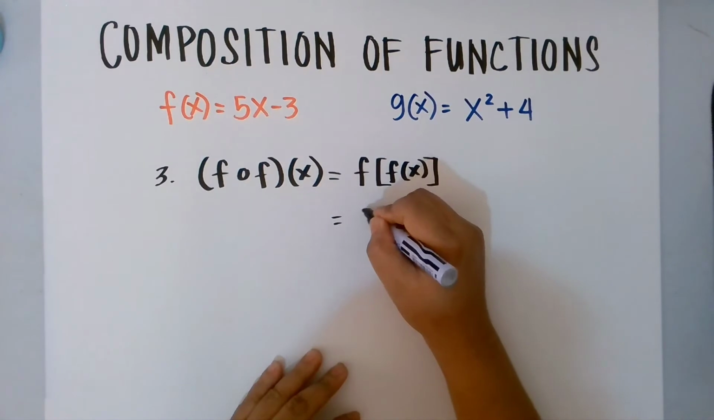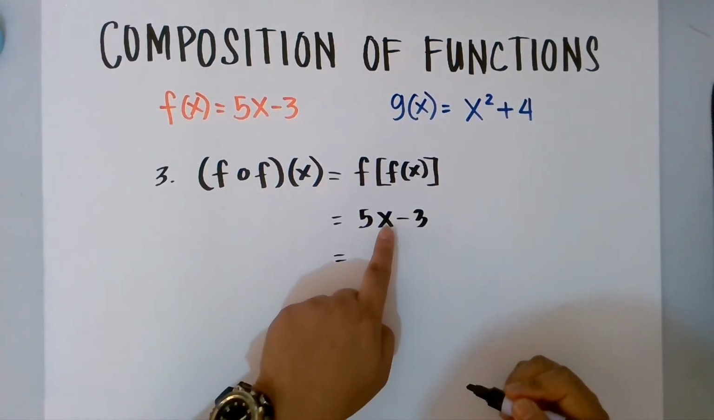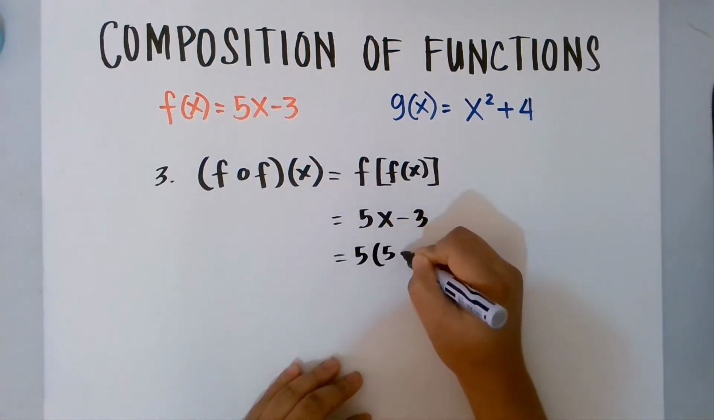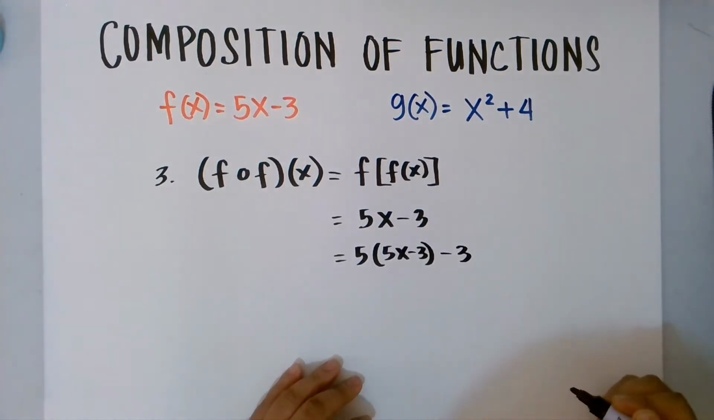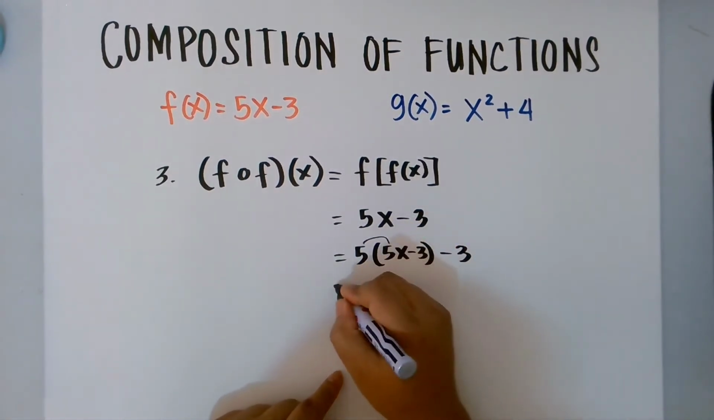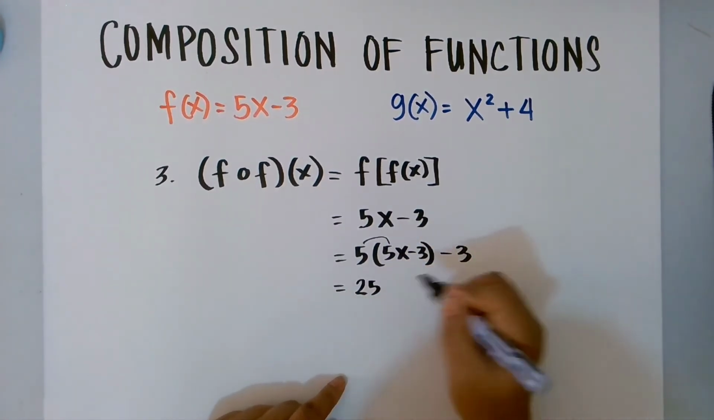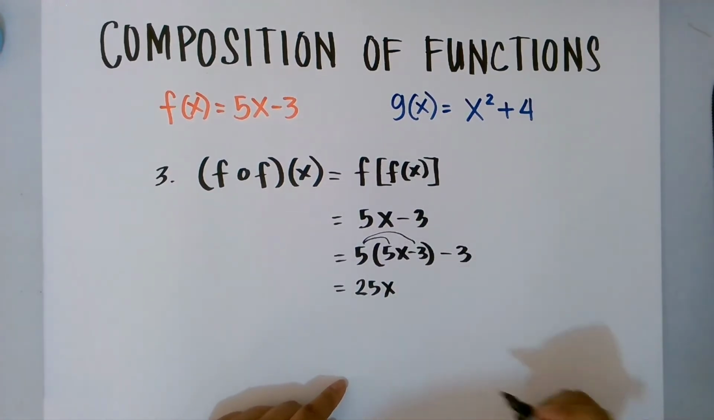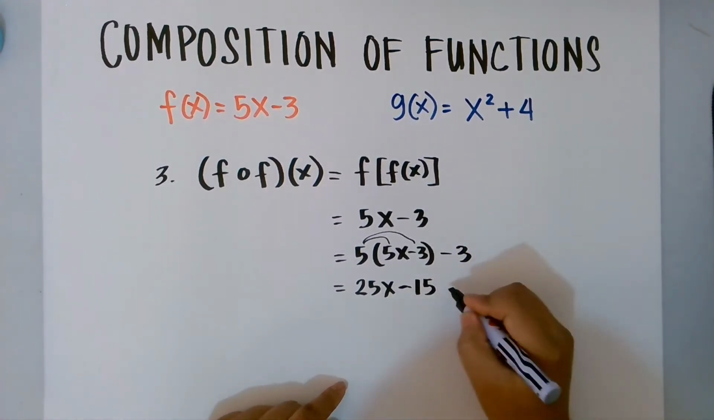So let's write it first. 5x minus 3, the f of x. And then x is also f of x. So papalitan natin yung x ng kanyang sarili din. So 5 times 5x minus 3, and then minus 3. Okay. And then, yan, pinalitan natin yung x. Then, distribute. So, 5 times 5x is 25x. And 5 times negative 3 is negative 15. And then, minus 3.